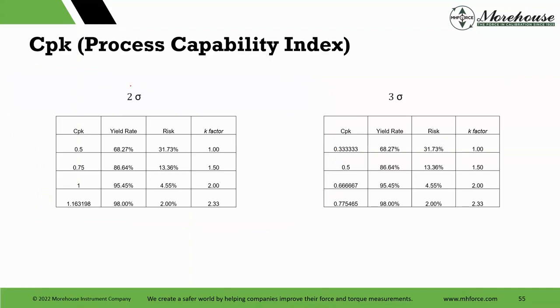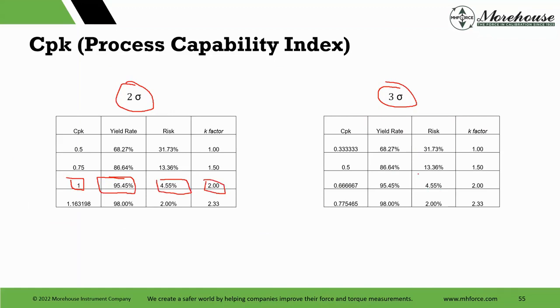So here's 2 sigma. CPK is generally calculated at 3 sigma, and we can use measurement uncertainty. But if we look at this table and where I'm getting my numbers, at 2 sigma, if I use 2 sigma instead of 3, my CPK is 1. I would be at 95.45, 4.55, right? This is with a K factor of K equals 2.